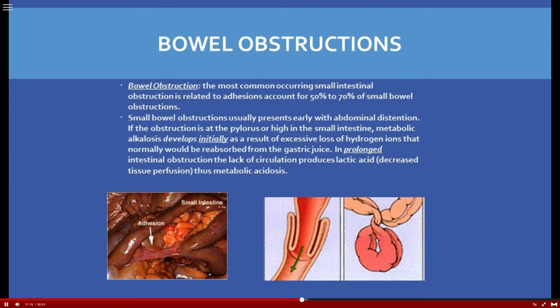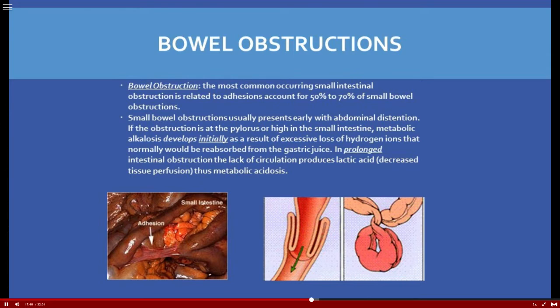If the obstruction is high at the pylorus or high in the small intestines, initially metabolic alkalosis will develop. That's a result of those excessive loss of hydrogen ions that usually are reabsorbed, correct? Well, but as it begins to be prolonged, what ends up happening is that intestinal obstruction is causing a lack of circulation, all that pressure. So those good nutrients and blood flow are now blocked.